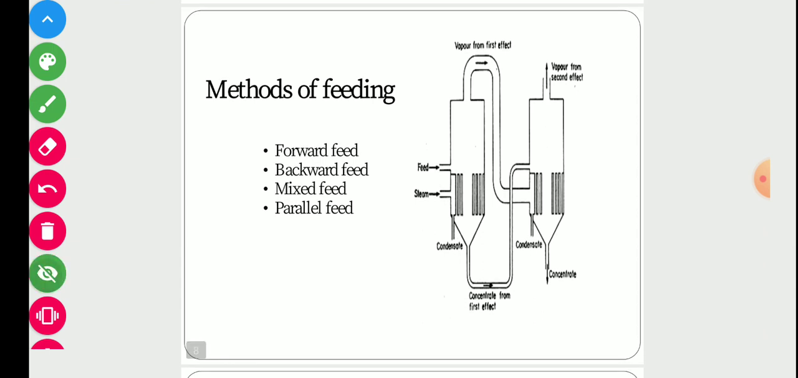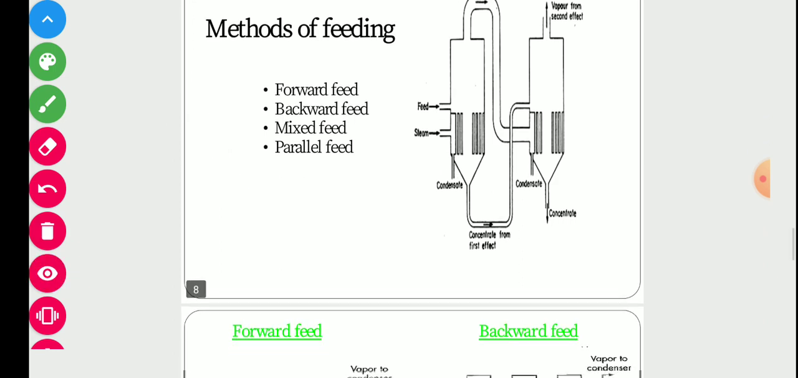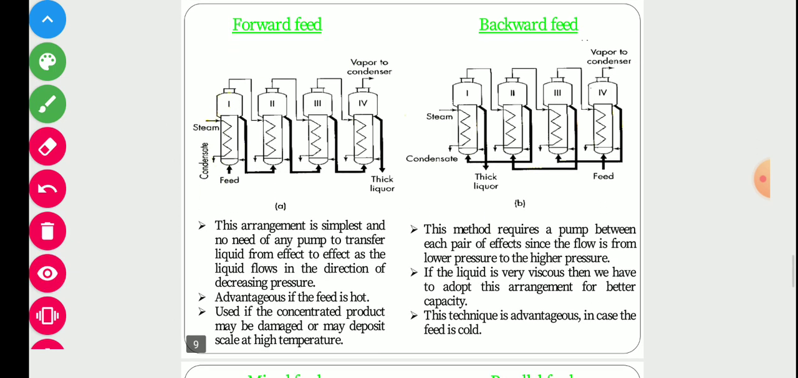Now there are multiple methods of feeding. There can be forward feed, backward feed, mixed feed, and parallel feed, that we will discuss one by one. So in the forward feed, in all the units, the steam flow or the heating fluid movement is similar. That is, the heating fluid moves from the first unit to the second unit, and so on.